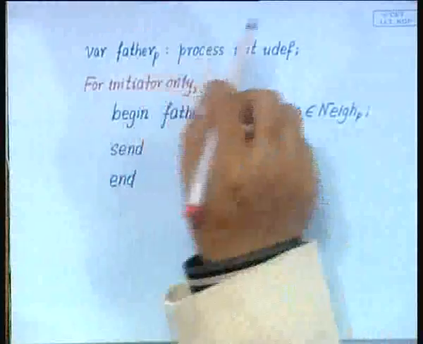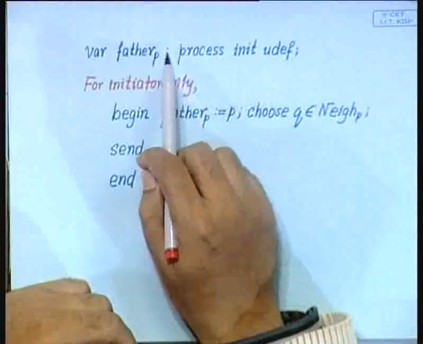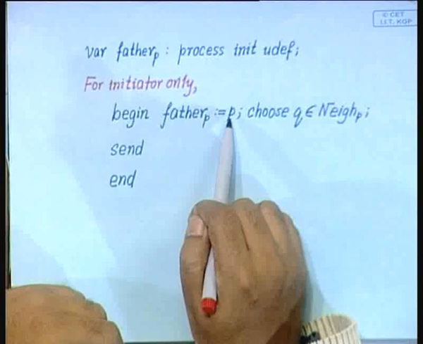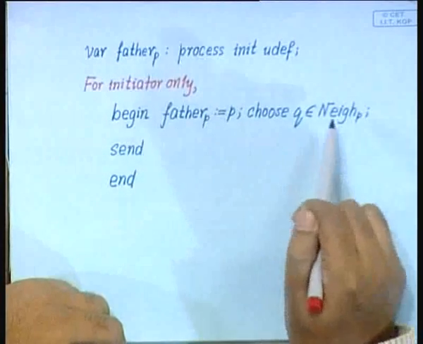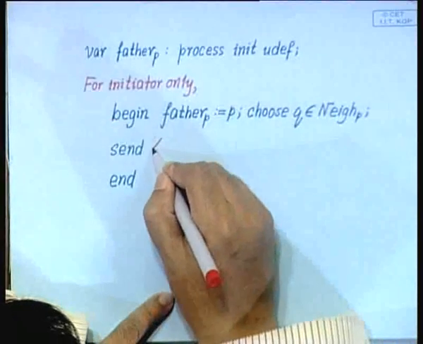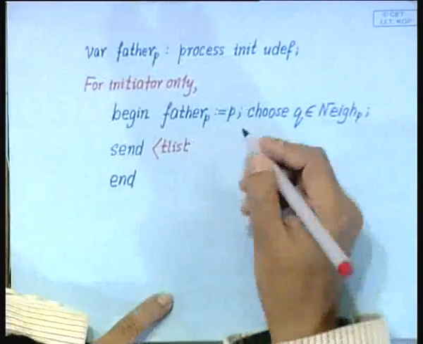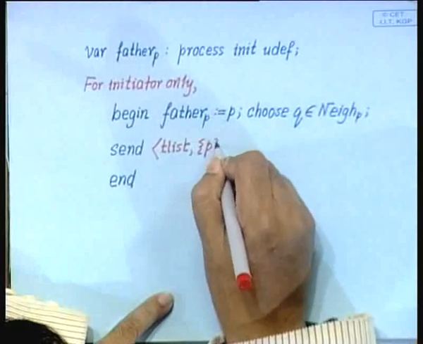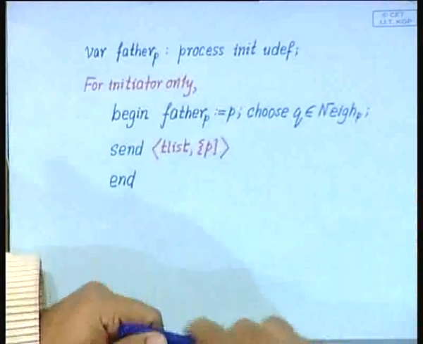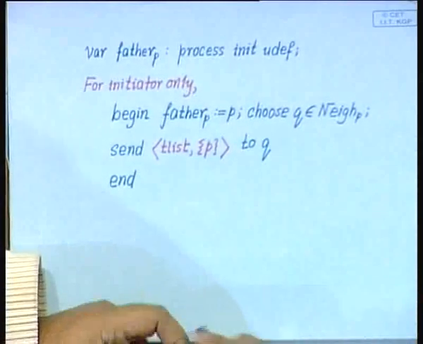Okay, so let us see. Just like the previous algorithm, we are setting father_p as one variable. Initially it is undefined. Now the initiator starts by setting father_p equal to p, just like the previous algorithm, and then chooses some q from the set of neighbors. And then it will send the token, but now the token has a list. So let us call it T, list, and it is going to put p because p is visited. This is the modified token, and this will be sent to q. This is the initiator.